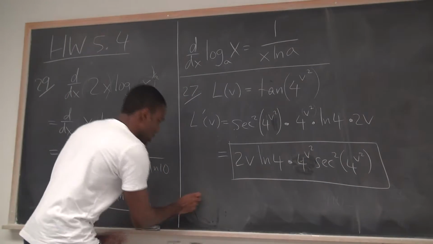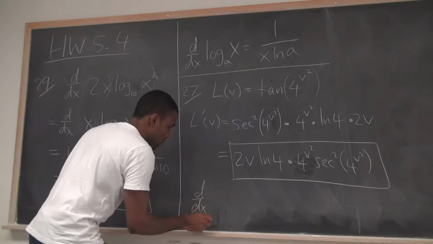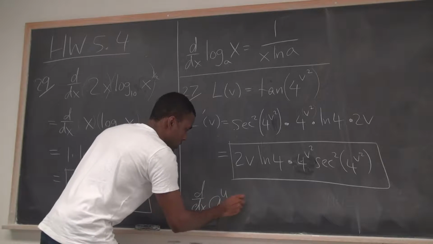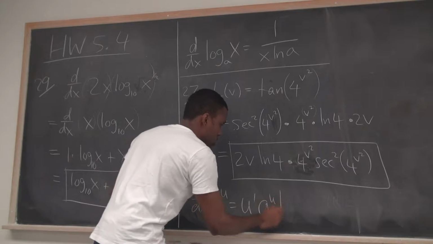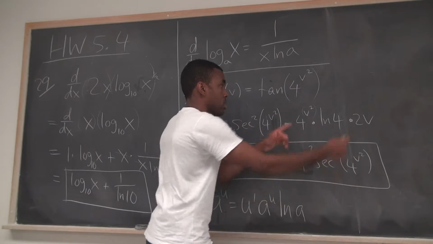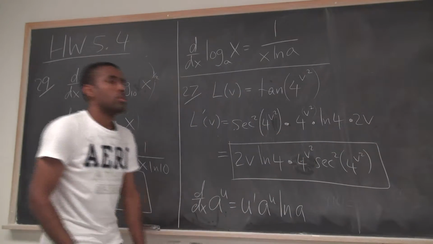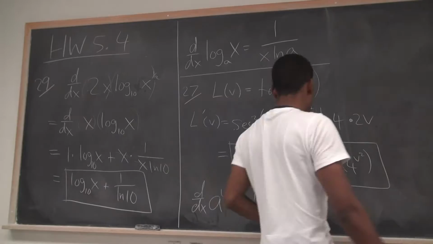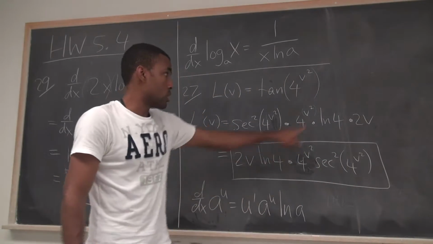And again, here I'm using that rule that for a to the u, the derivative is u prime times a to the u times ln a. That's what I applied to get this. My a was the 4, my u was v squared.